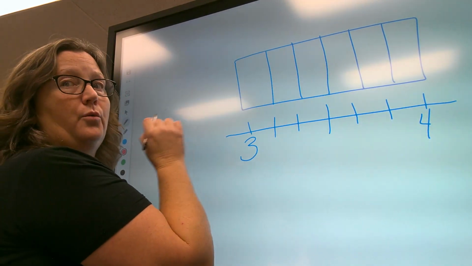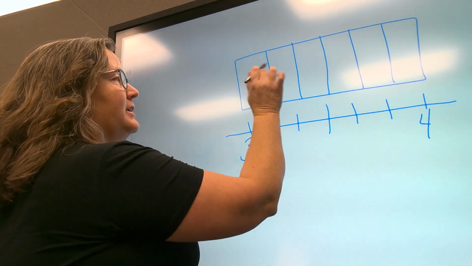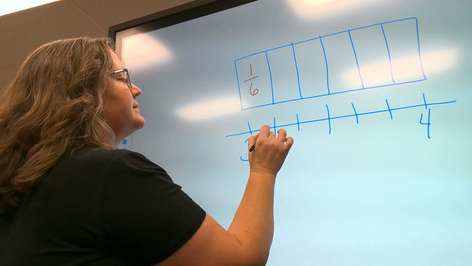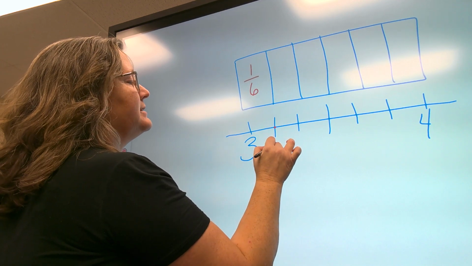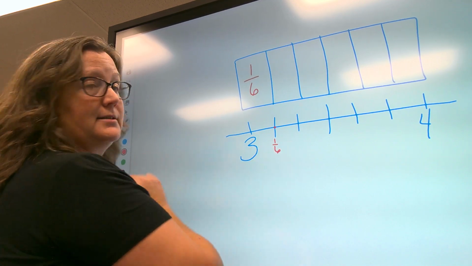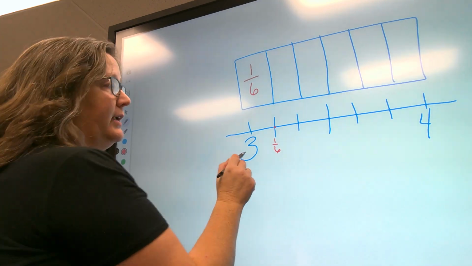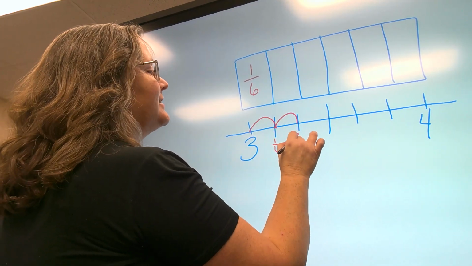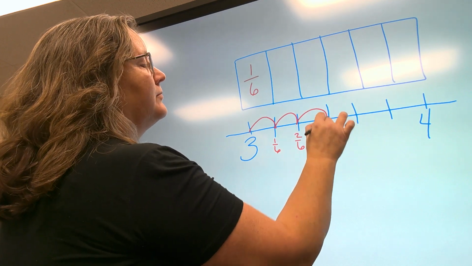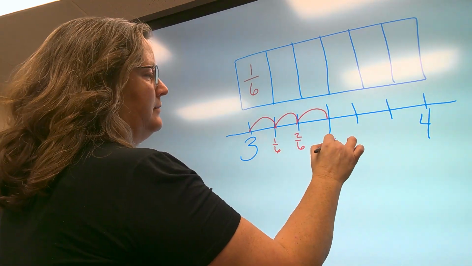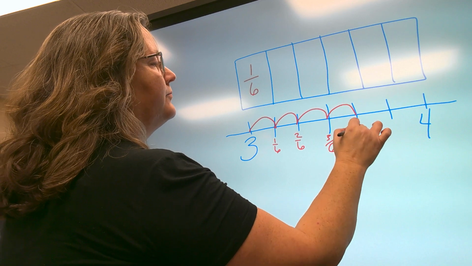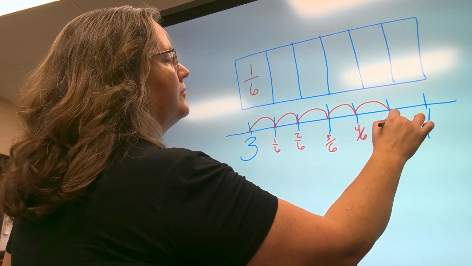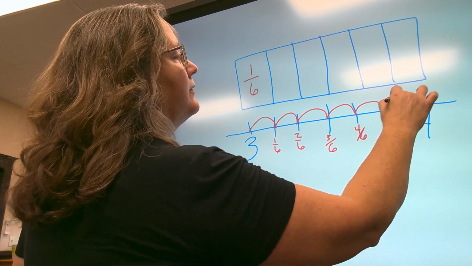1/4. No. How many total pieces are there? Yep. So this one would be 1/6. So this point on it would be 3 and 1/6, right? Because we have 3 whole going into it. 3 and 2/6. 3 and 3/6. 3 and 4/6. Good. 3 and 5/6. 3 and 6/6.